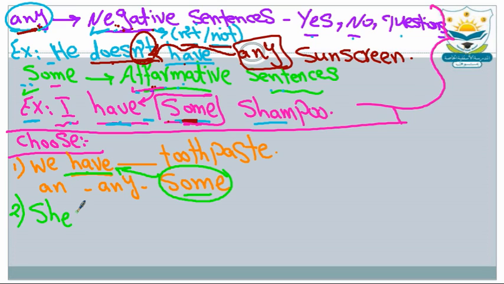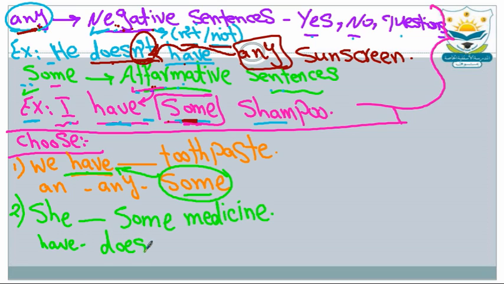She space some medicine. Let's choose have, doesn't have, have or has.